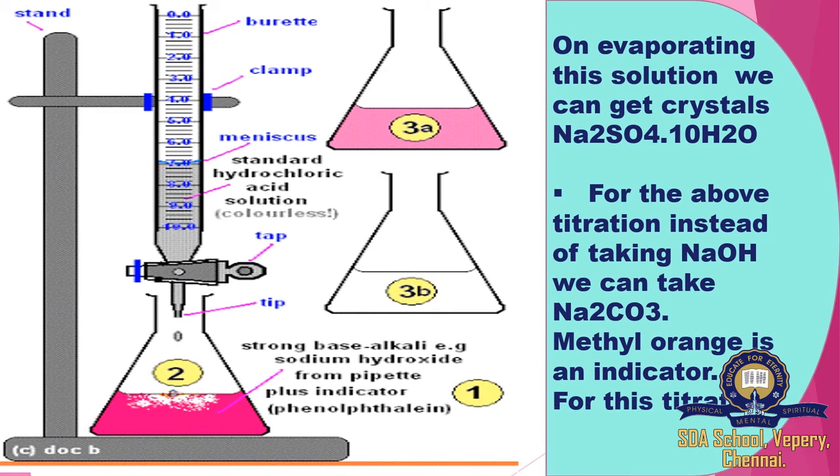For the above titration, instead of sodium hydroxide, we can take sodium carbonate. So the corresponding base we need to take is sodium carbonate. For this titration, we can add methyl orange as an indicator.